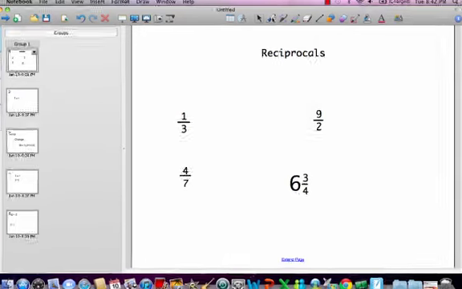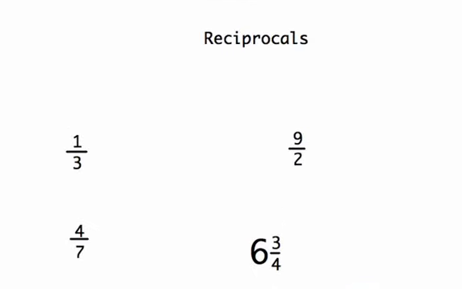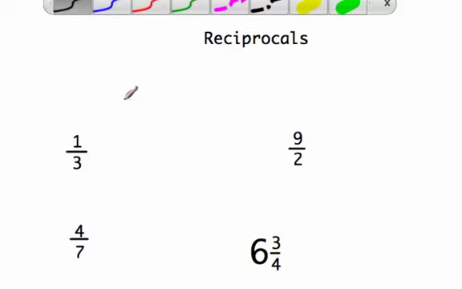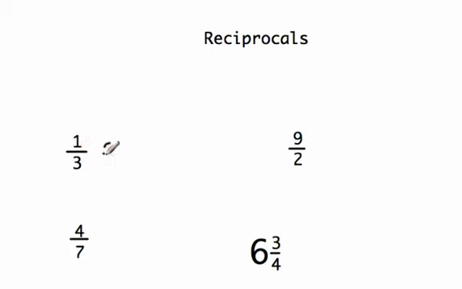This is one of my favorite lessons, dividing fractions. We have to start by knowing what a reciprocal is. A reciprocal is just a fraction flipped over. So if I have 1/3, the reciprocal of this would be 3 over 1. And we also know 3 over 1 would just be the number 3.